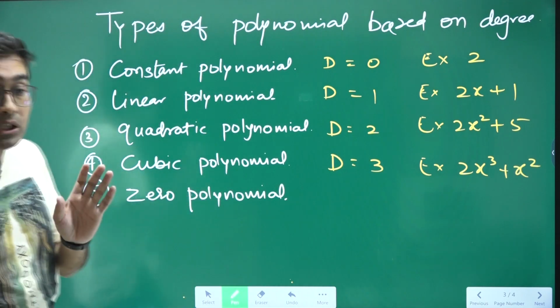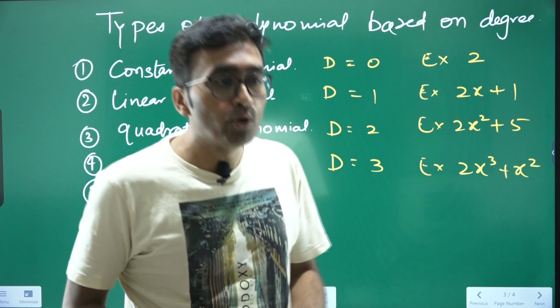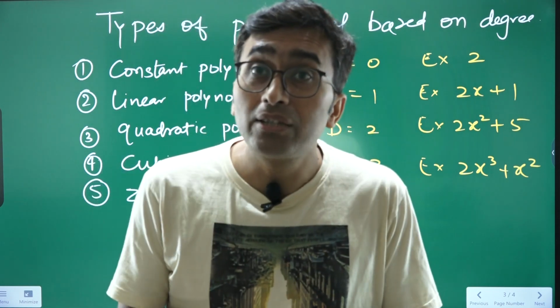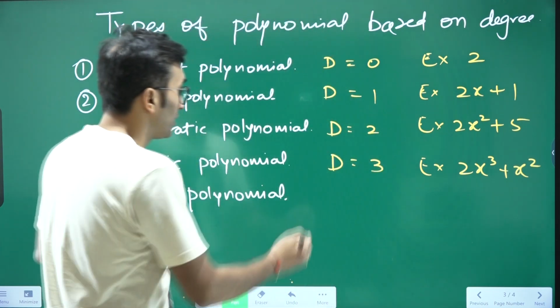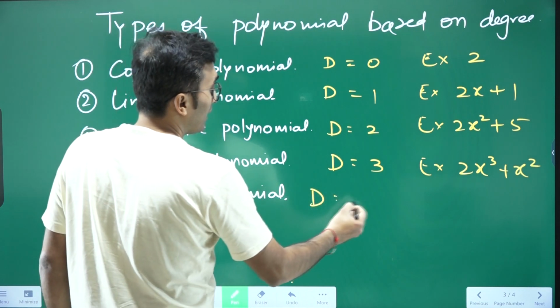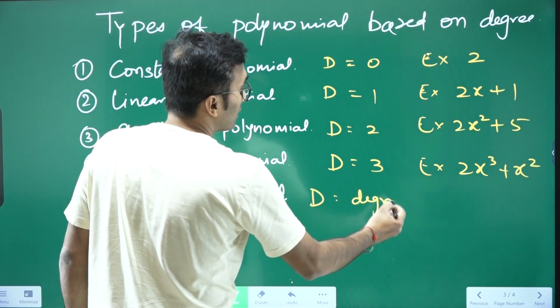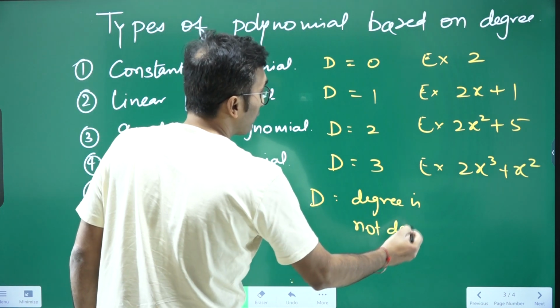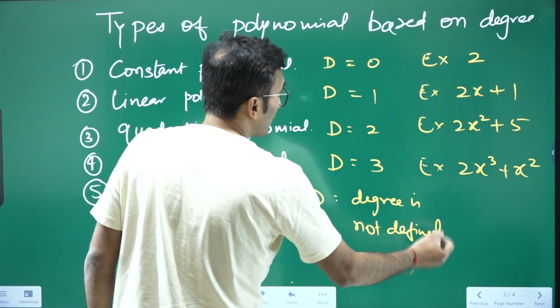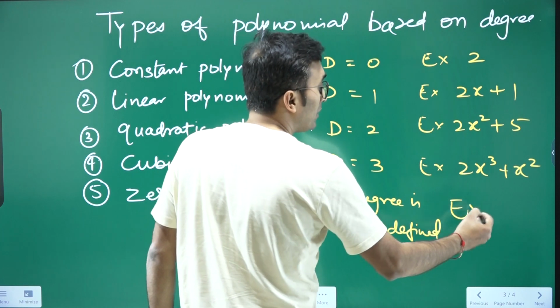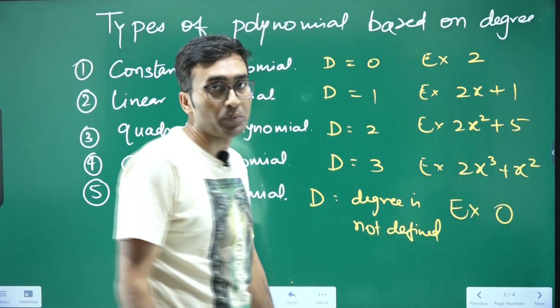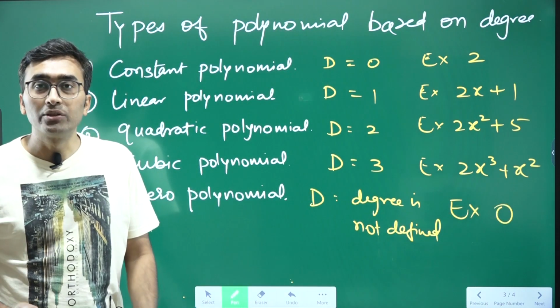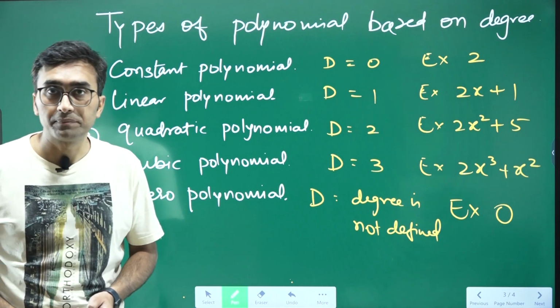Next we have a zero polynomial. Zero polynomial means the degree is not defined. Here you will write that the degree is not defined. An example is only one, that is 0. So the zero polynomial is going to be 0 only.